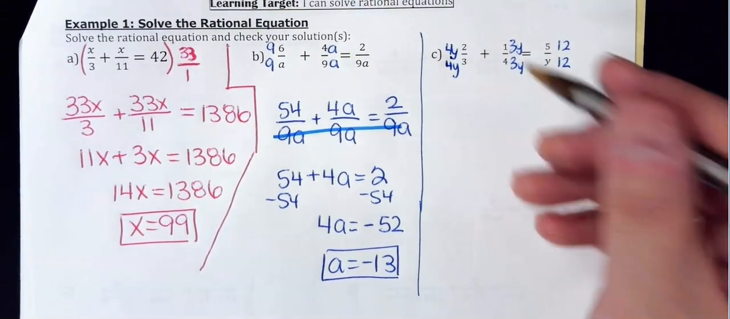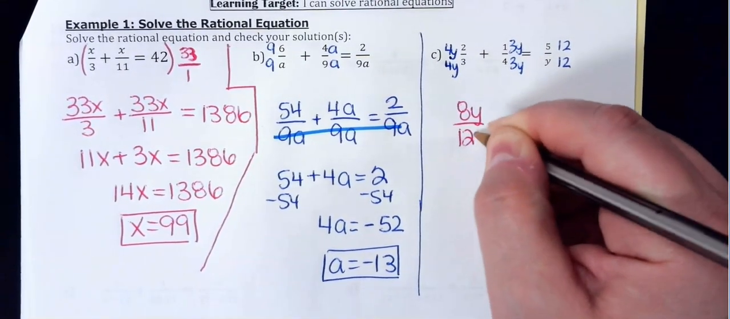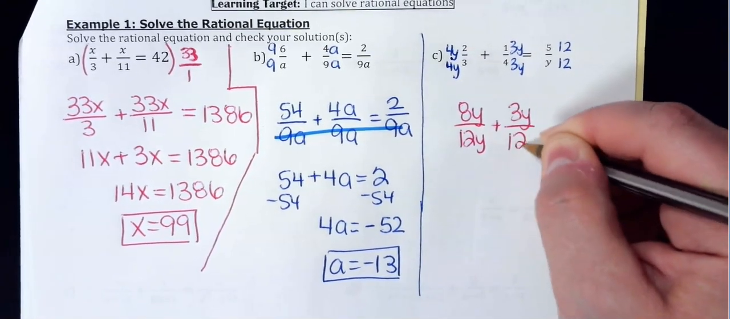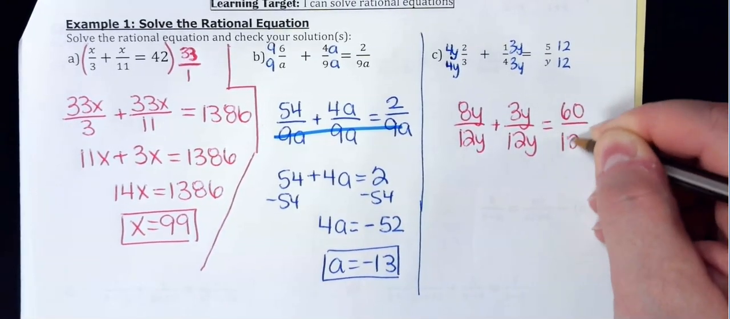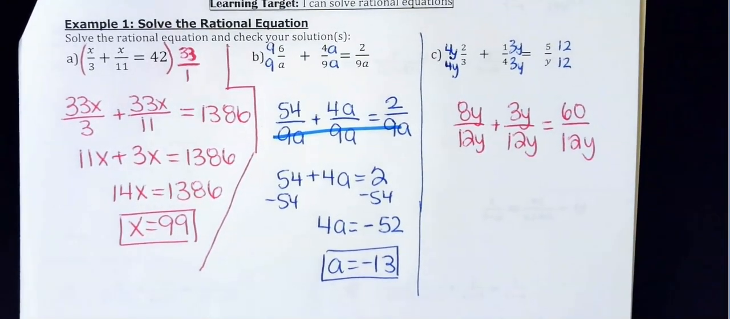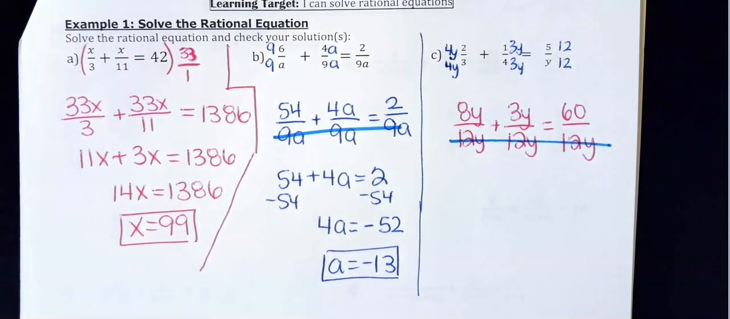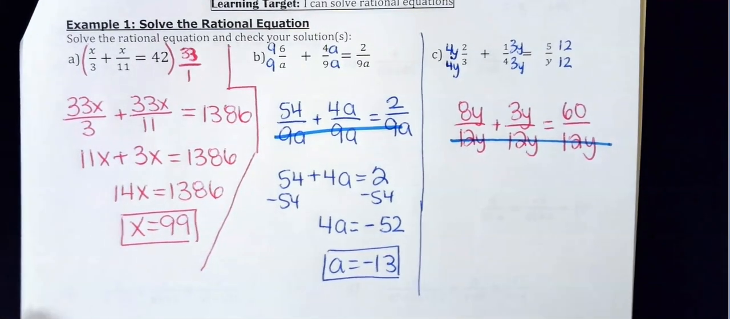Okay, you can always multiply, so 2 times 4y, this would be 8y over 12y. That second one would be 3y over 12y. And the last one would be 60 over 12y. If all the denominators are equal, it forces all the numerators to be equal, so you can just cross that out and focus on the numerator. The number that we would not want to get as our answer here would be, we wouldn't want y to be 0 as our answer. That's the only problem number for this situation.